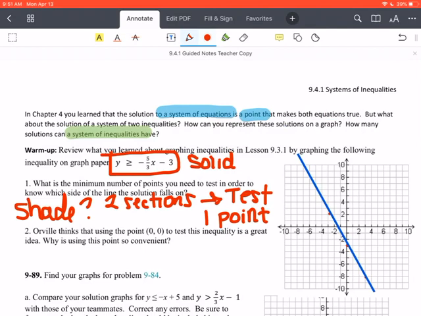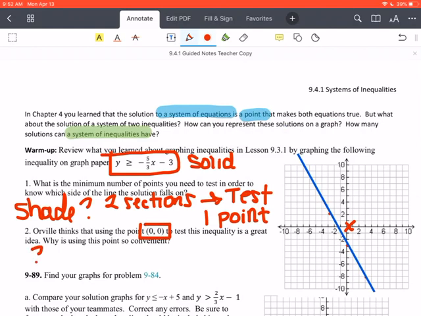Okay, so let's go ahead and use this method on number 2. It says Orville thinks that using the point 0, 0 to test is a great idea. Why is that so convenient? Okay, well, we first have to look and make sure that 0, 0 is not on the boundary line. And it's not in this case. I'm here to tell you that if a point is on the boundary line, do not use it as a test point, okay? But when we use 0, a lot of times the multiplication kind of cancels out.